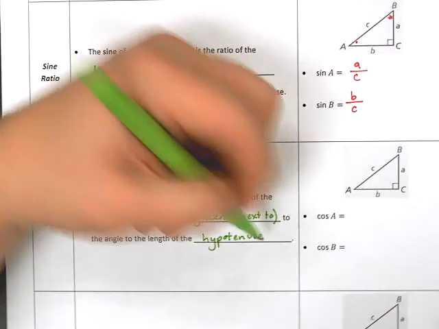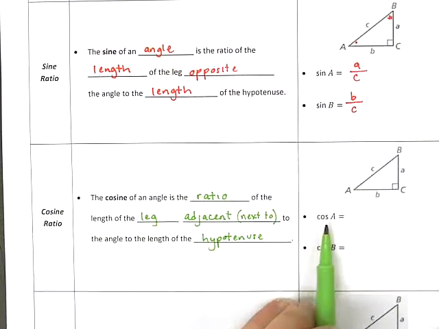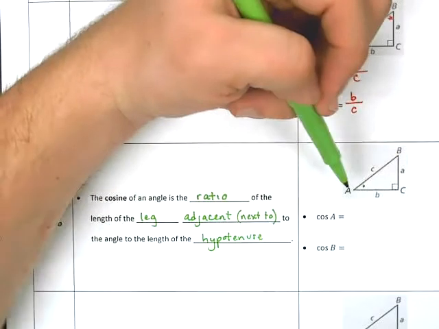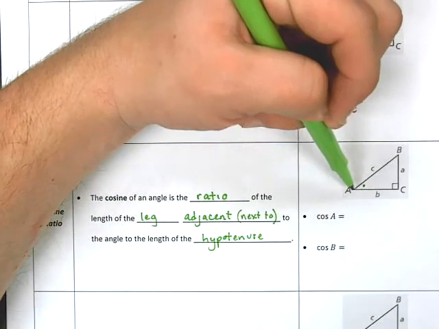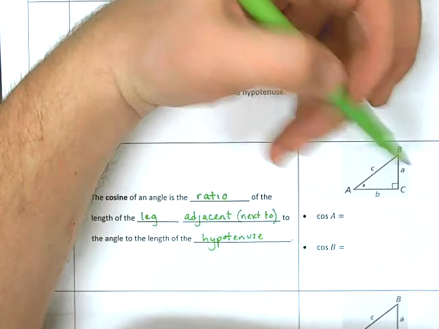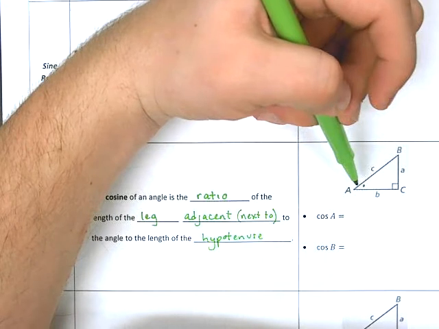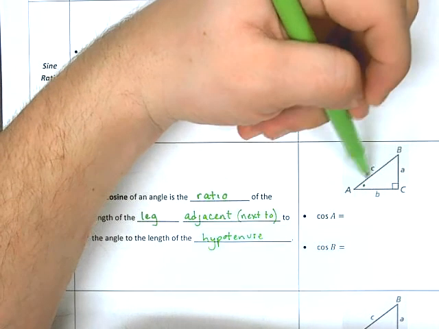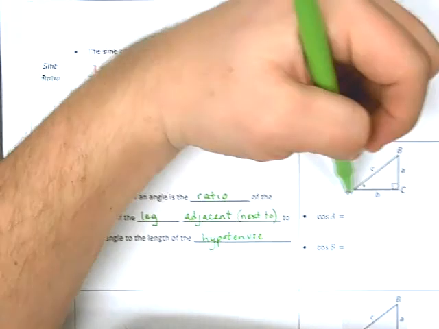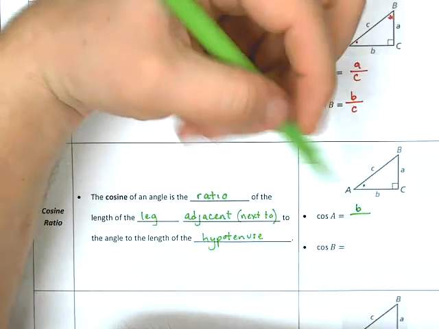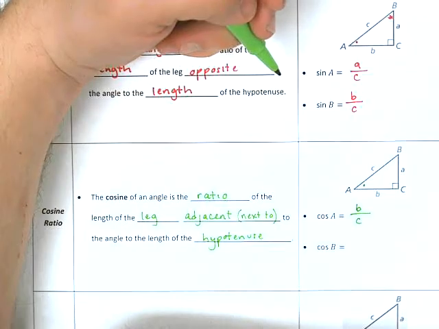So when I look for the cosine of angle A, here's my angle, I now need to look at the leg next to angle A. Now be very careful. There are two sides that are next to angle A. Only one of them is a leg though. B is a leg, C is a hypotenuse. So I need to use the leg adjacent, which means I'm going to use B, and then make a ratio, a division fraction bar, over the hypotenuse. So B over C.